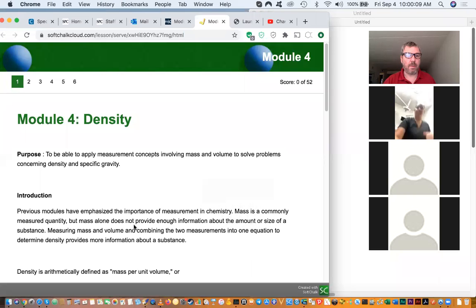Okay, so we're going to deal with density today. It's a fairly simple module, a lot less complicated than last week's, where we had to deal with a bunch of stuff, especially with significant figures. Now, there is some significant figure stuff in here, and I'll definitely be showing you the niceties of that.